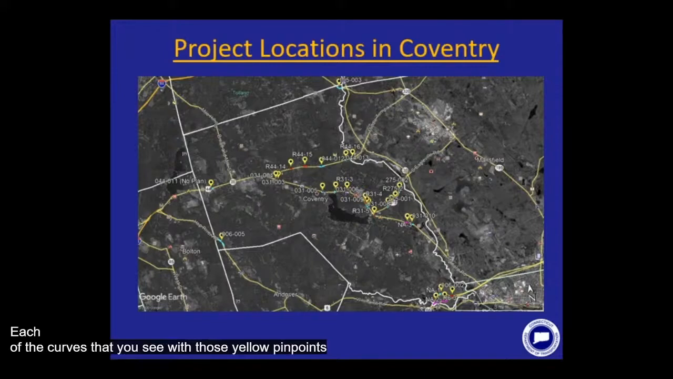Each of the curves that you see with those yellow pinpoints has been given an ID number to designate which category they belong to: curve locations where the signs are warranted, curve locations where the signs are not warranted and all the existing signs are going to be removed by maintenance, or those curve locations where signs are not warranted, but we're not doing anything there because no action needs to be taken at those curves. So we're going to go through each of these categories as they relate to Coventry.